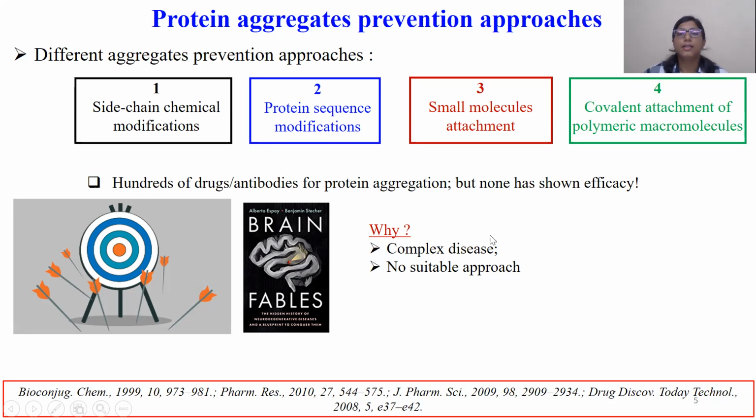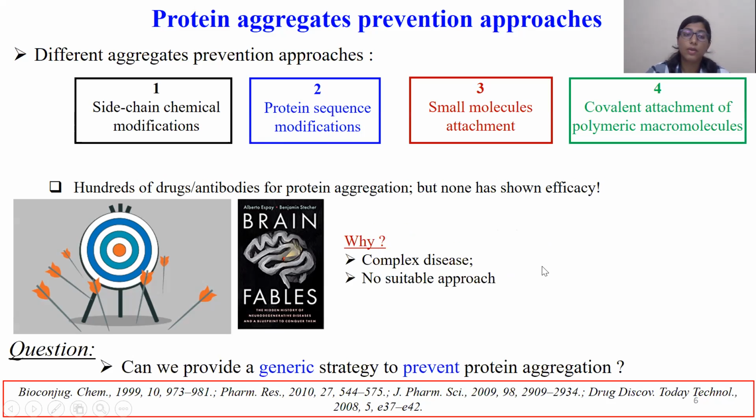Because these neurodegenerative diseases are complex diseases, and understanding their mechanism inside the cellular environment is extremely difficult and not understood properly. Also, there has been no suitable approach for protein aggregation prevention that can be called a generic approach to utilize in different proteins. Now, we ask the question: can we provide a generic strategy to prevent protein aggregation?